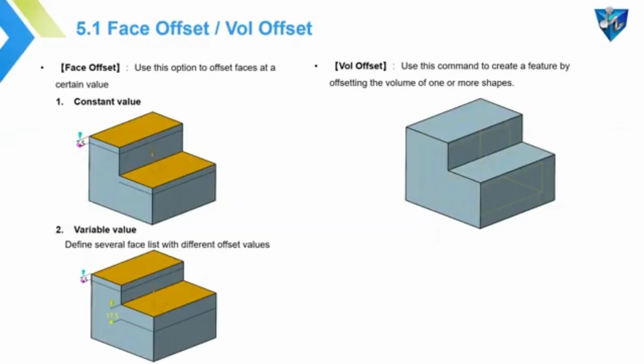First is offset. This is a common command for design. We can use it to offset one or multiple faces at a certain distance. And in ZW3D, there are two relevant commands, face offset and volume offset. Just as their names imply, face offset is used for independent faces, and volume offset is used for the whole shape. Both of them can do constant offset and variable offset.